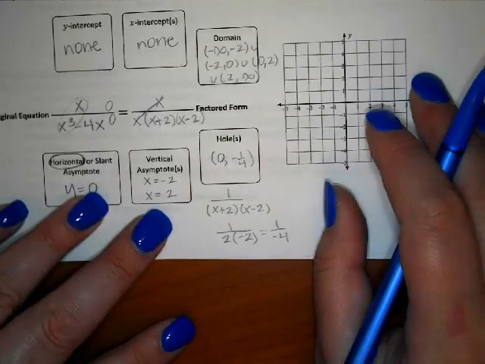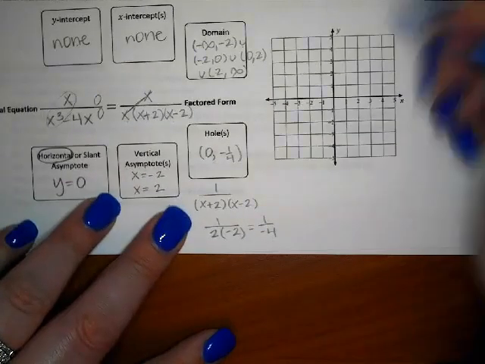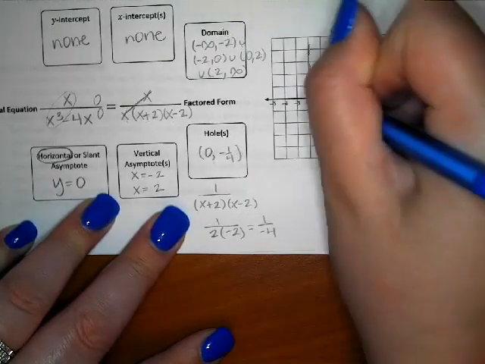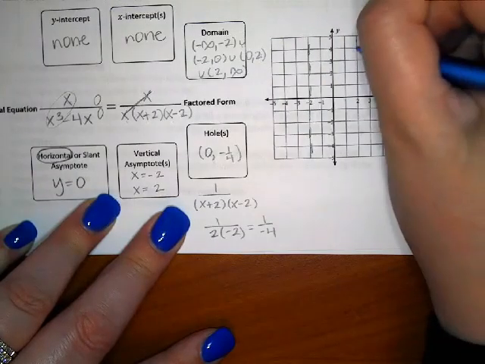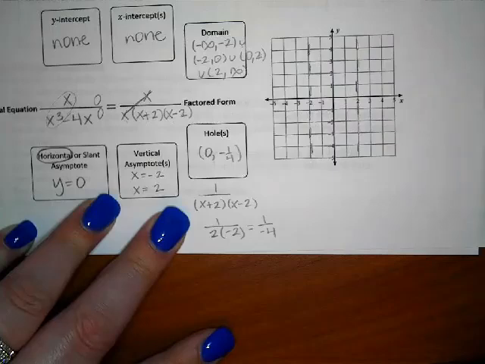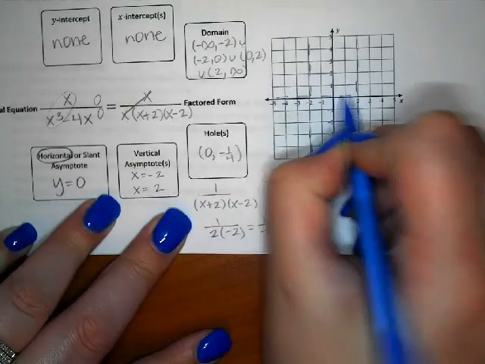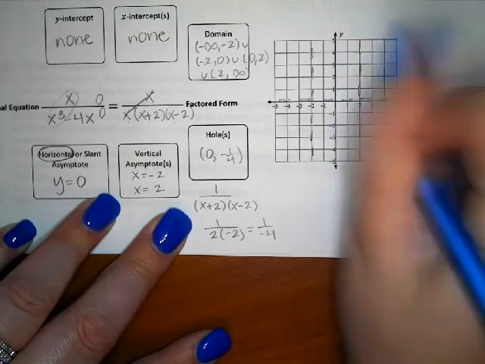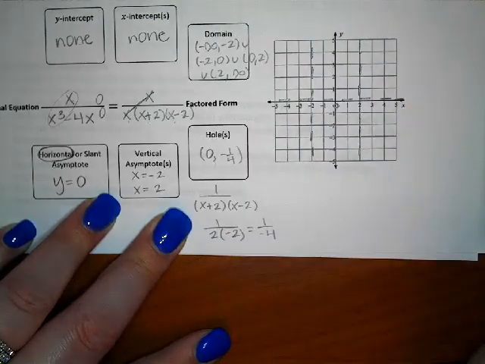All right, so now we're going to go ahead and graph this. We have a vertical asymptote at -2. We have another vertical asymptote at +2. We have a horizontal asymptote at 0. And there's a hole at 0, -1/4. All right, so this is all that we have so far. That's not enough to graph this.